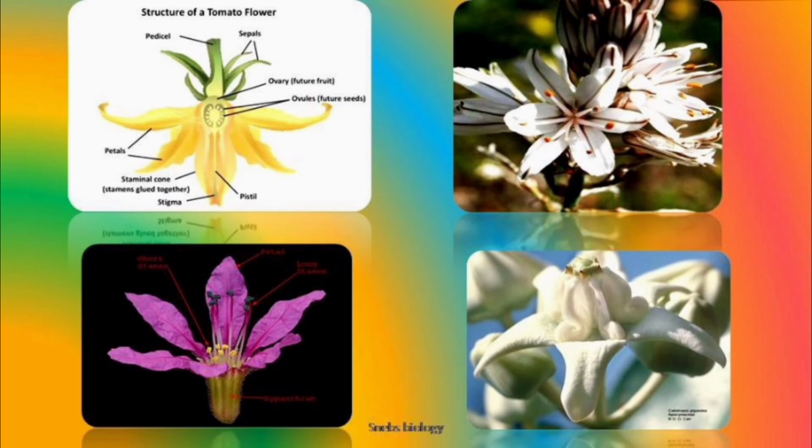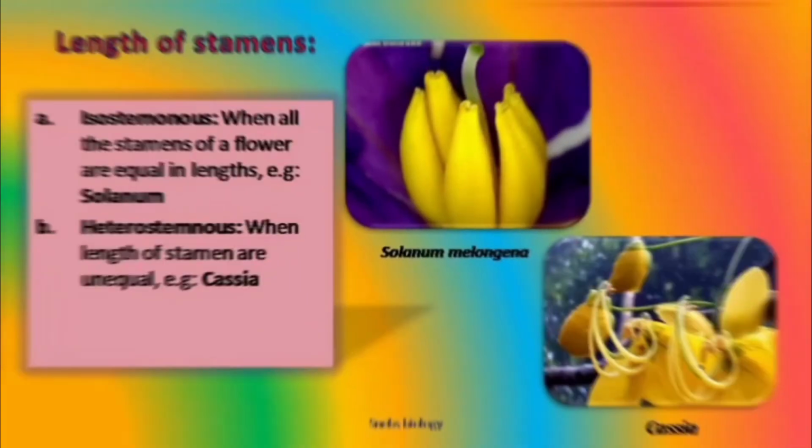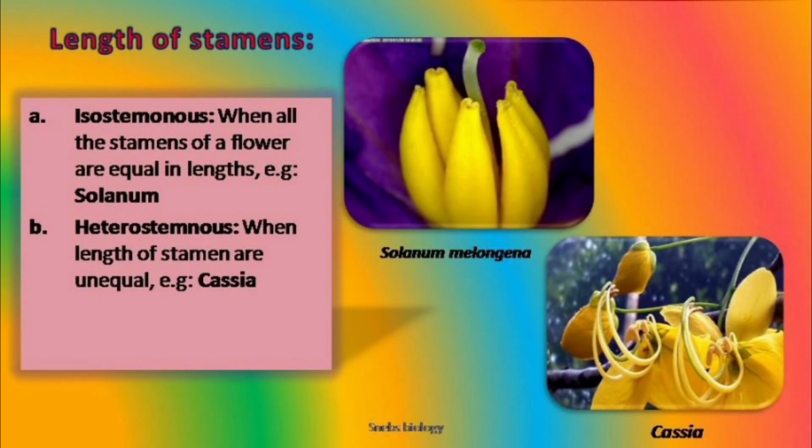Now we will classify the stamen on the basis of the length of the filament. So there are 4 different types of stamen which we find. And the first one is isostamenous. When all the stamens of the flower are of equal length, then the condition is known as isostamenous, which is found in case of Solanum. Next is heterostamenous. Here the lengths of the stamens are unequal, which is seen in case of Cassia.